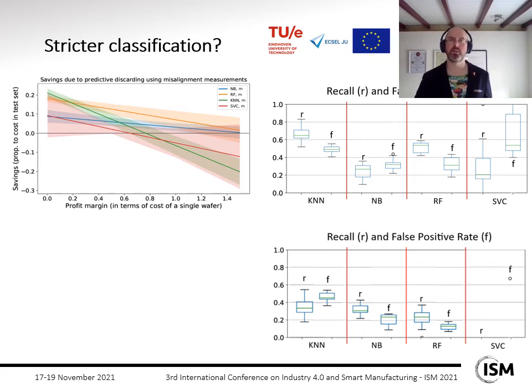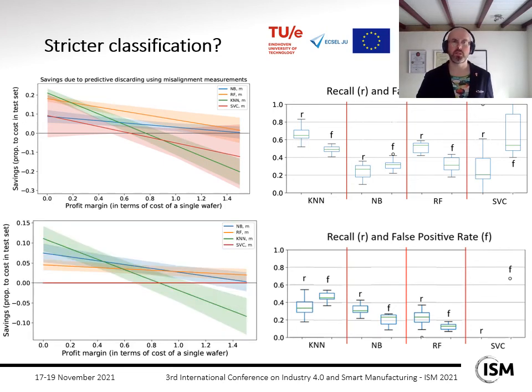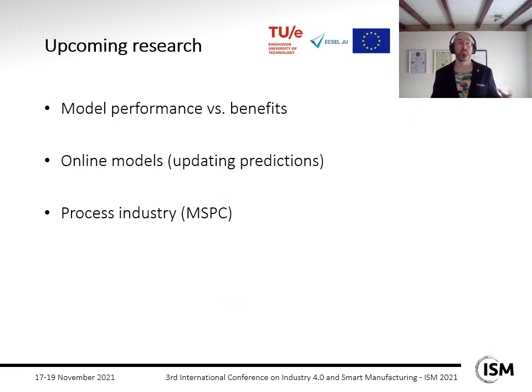But if we do that, then we can also see what the value is of predictive discarding in those situations. And then you see a little bit of a different result. You see that if we make sure that the false positive rate is lower, we can have benefits of predictive discarding for longer, even with a higher profit margin. More details on the results that I just showed you can be found in the proceedings of this conference. But of course, we are already looking forward to see what else we can do with predictive discarding.